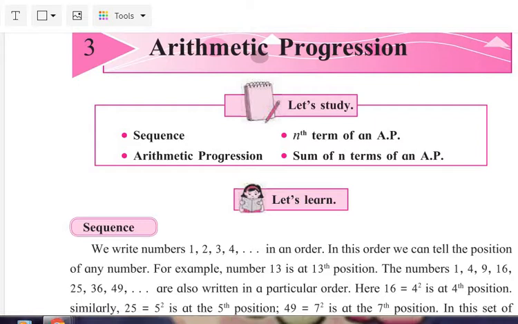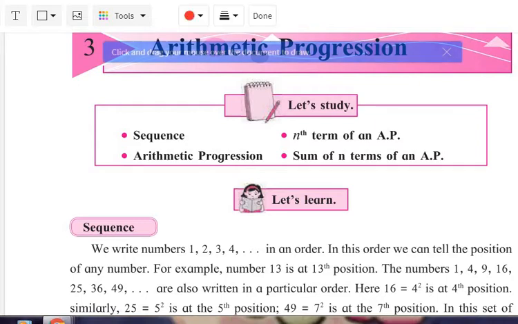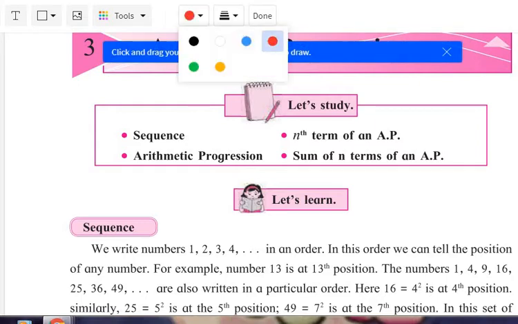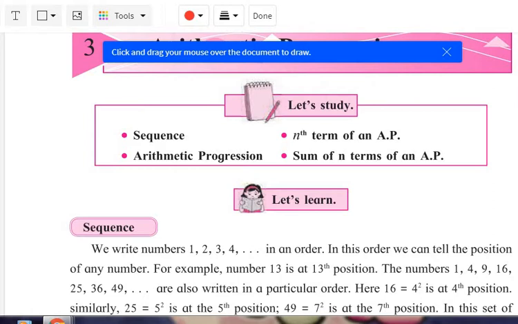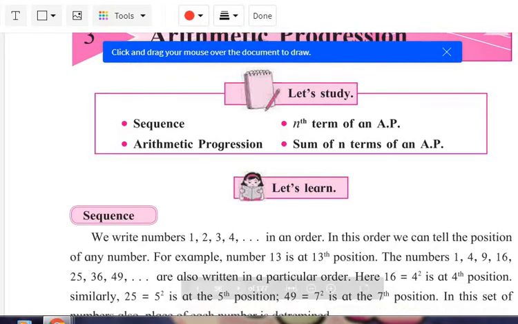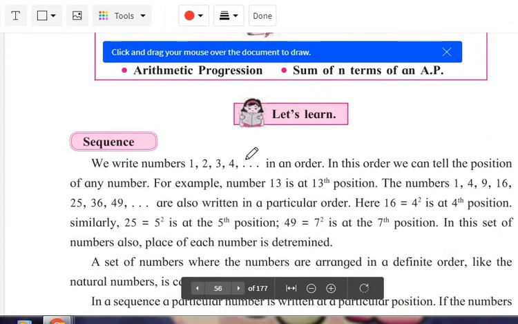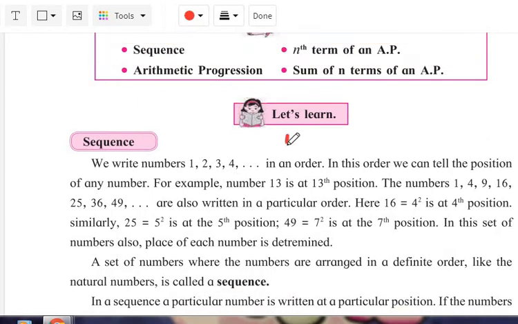Okay, arithmetic progression. First, what is meant by arithmetic progression? Suppose we write the numbers 1, 2, 3, 4 in an order. These are natural numbers, and we know that the difference between any two consecutive natural numbers is always 1. The difference between 2 and 1 is 1, between 3 and 2 is 1, between 4 and 3 is 1, and between 5 and 4 is also 1.